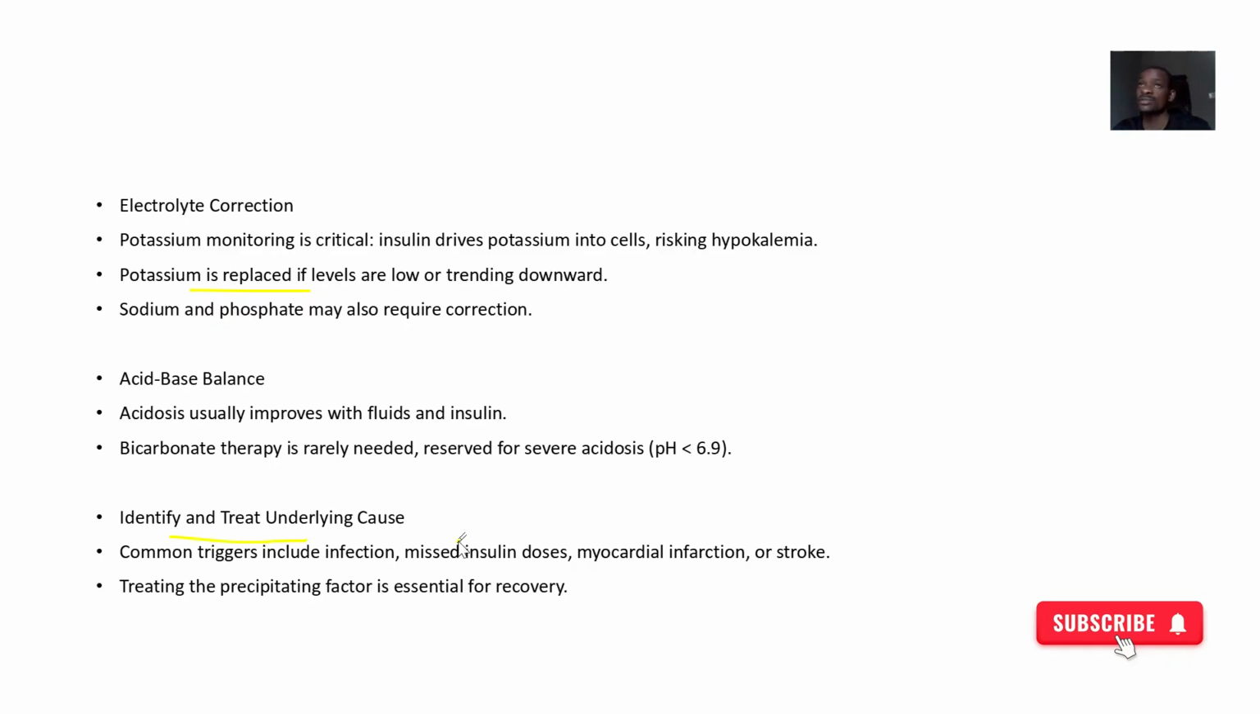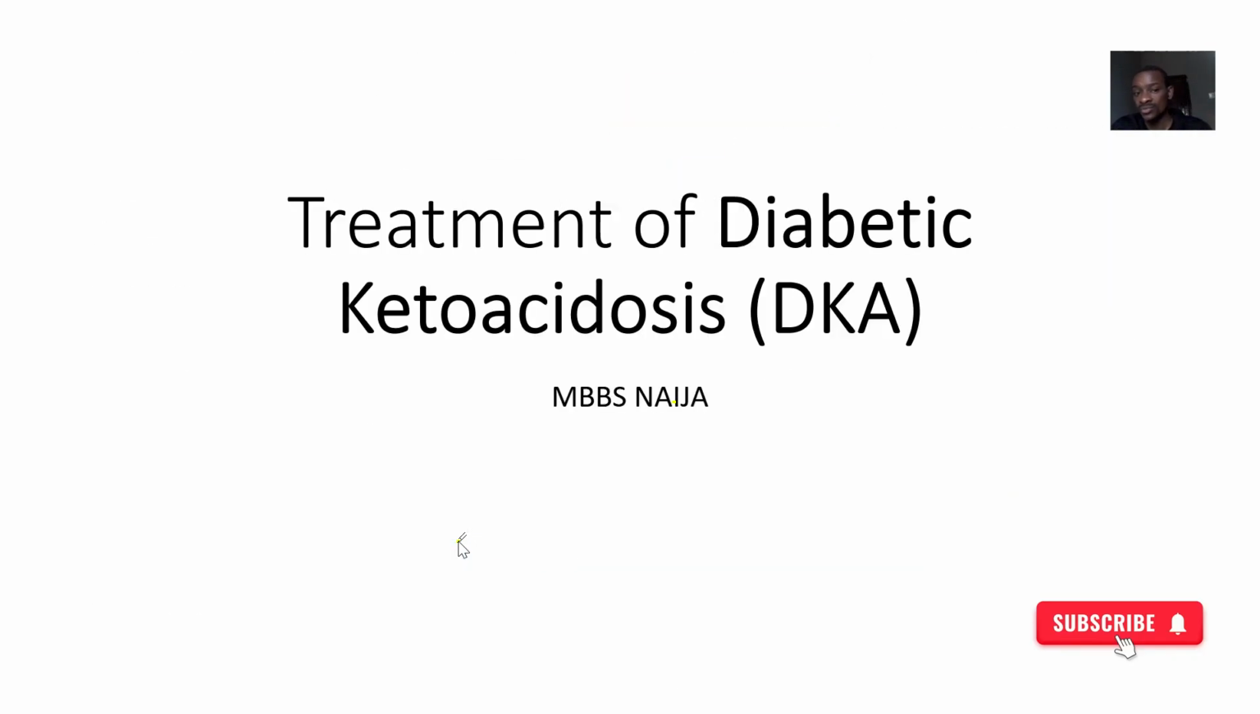So most of it is due to something: infection, the person has missed their insulin drugs, myocardial infarction, stroke, all those things that could stress the system is what usually triggers what? The start of what? The episodes of diabetic ketoacidosis. So identifying them is very, very important.